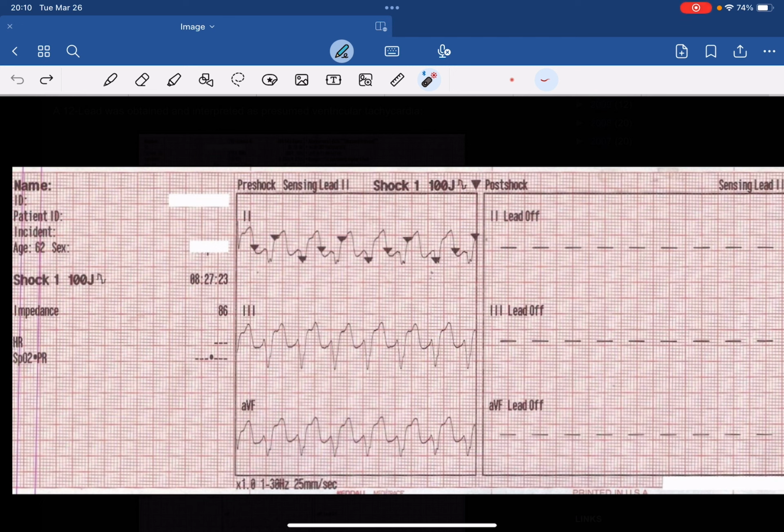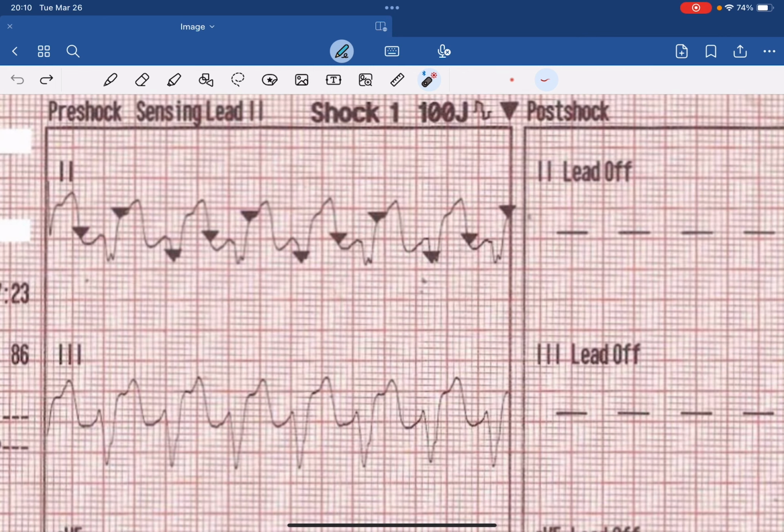And what I want to draw your attention to is this lead 2 right here. And if we blow this up, we can see that there are pacer spikes, but the sync spikes, they seem to be all over the place. And so that should be your first clue if you were ever to be in this situation and you were making sure that you weren't going to inadvertently shock the wrong wave, is really evaluate these spikes and where they are in relationship to each individual wave.